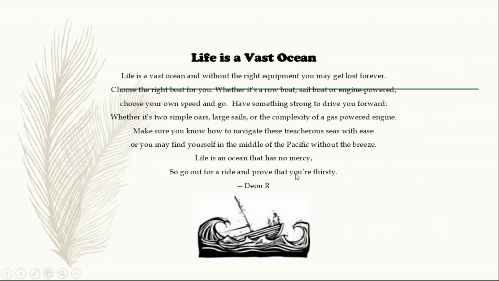Here's an example. Life is a vast ocean. One of my students wrote, one of the students at the homeless shelter. I thought this was quite beautiful. Life is an ocean that has no mercy, so go out for a ride and prove that you're thirsty. Some very creative stuff comes up.